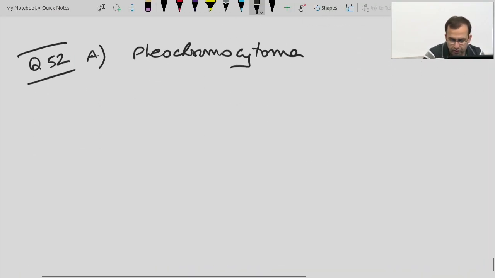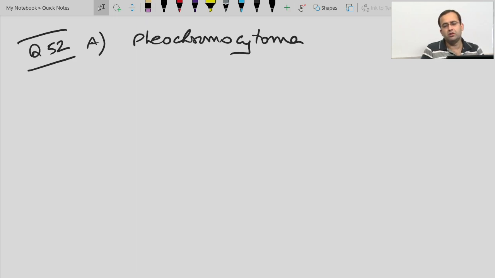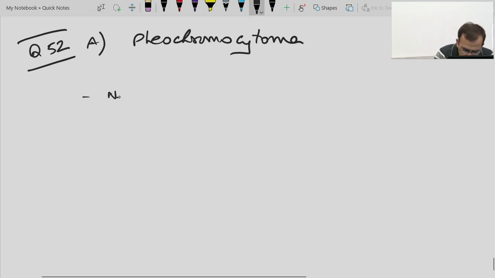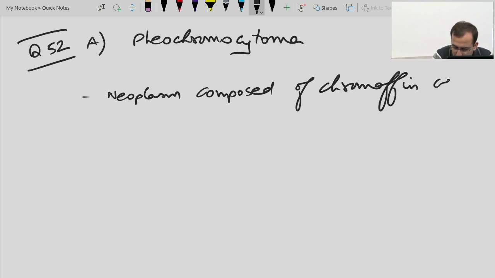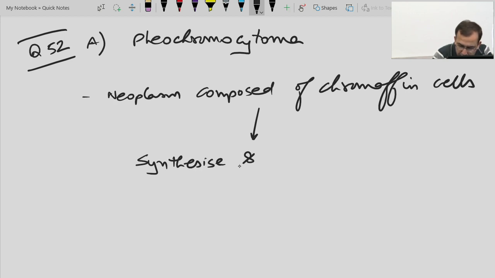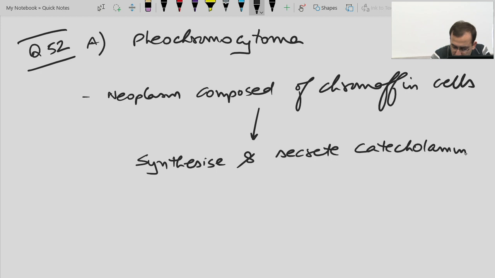So before we go further, let us have a look at a few points with pheochromocytomas. Pheochromocytomas are a neoplasm composed of chromaffin cells, which synthesize and secrete catecholamines.